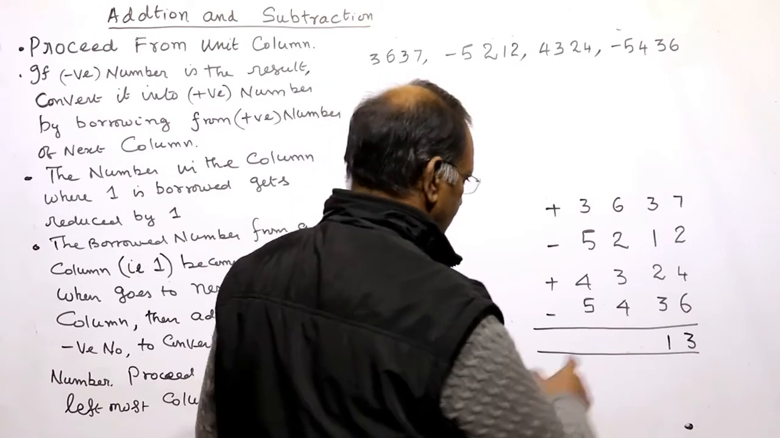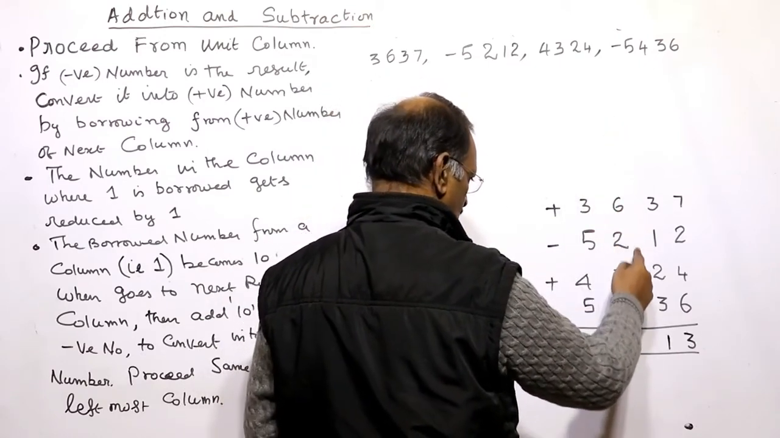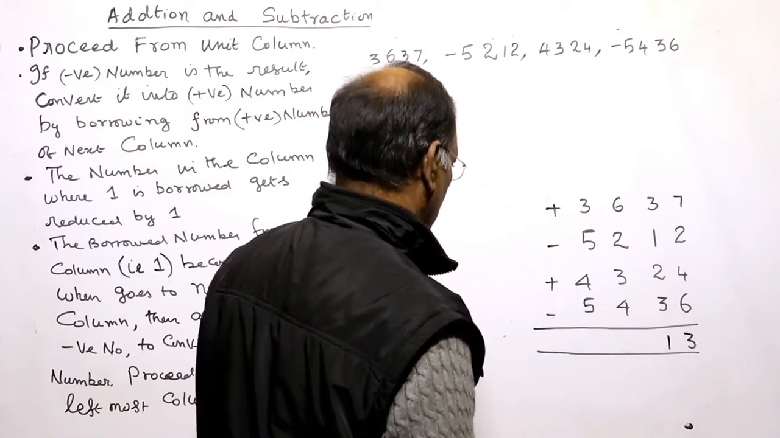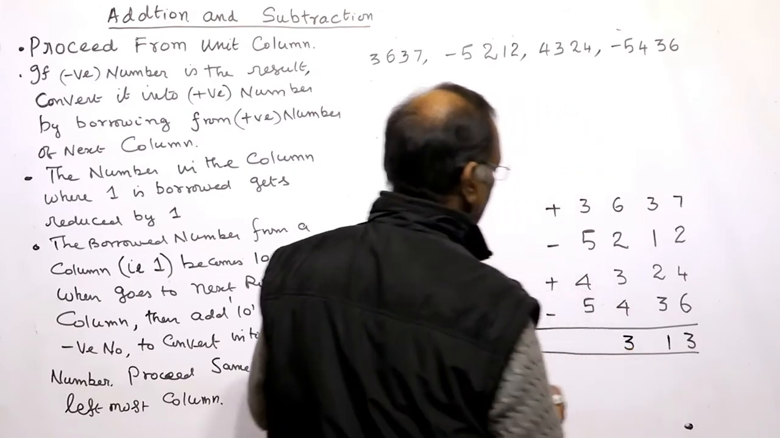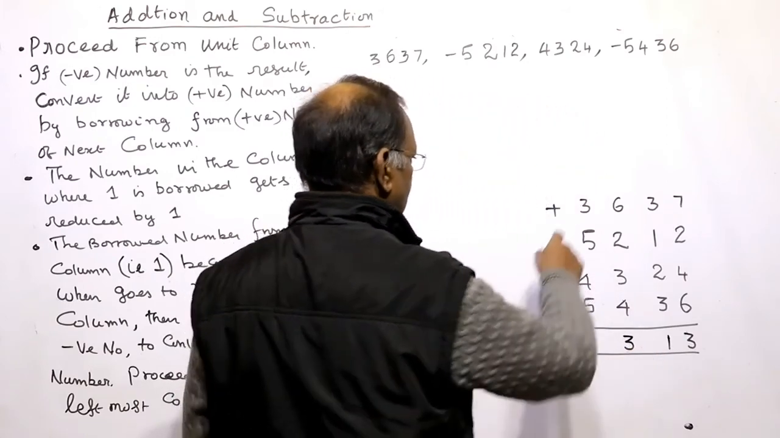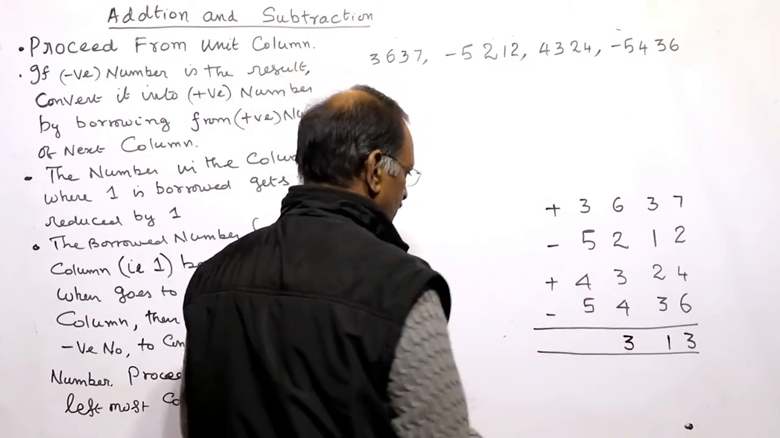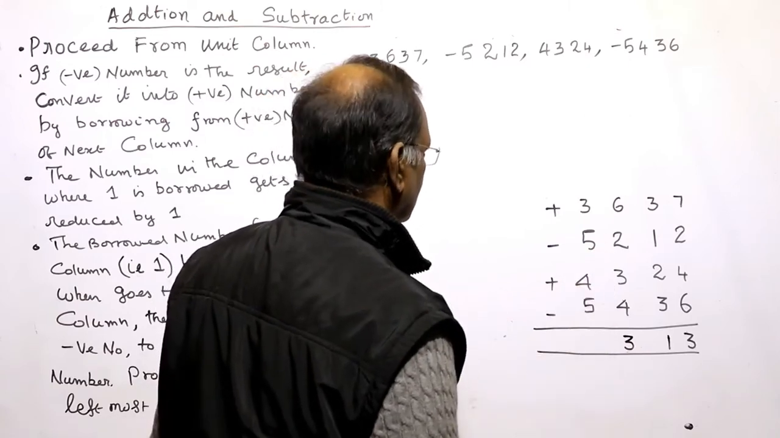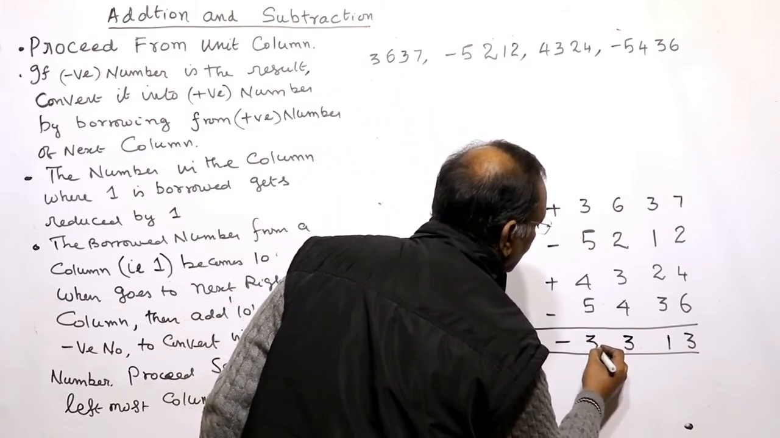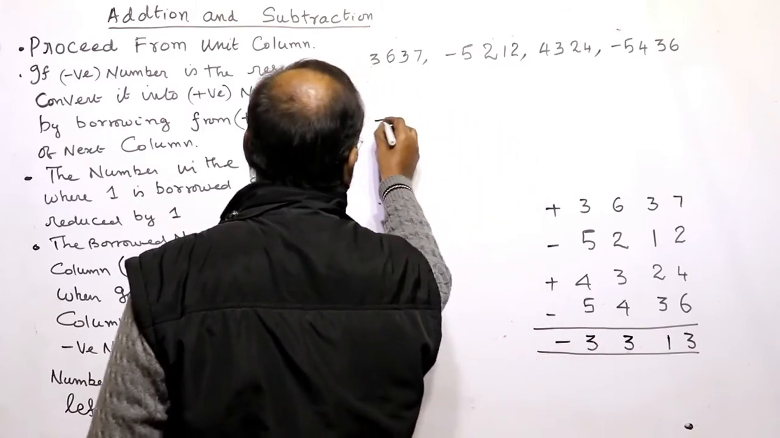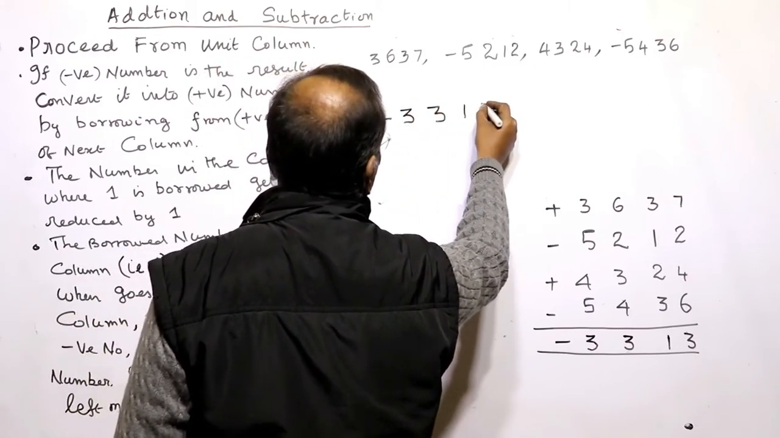Then again, since it is a positive number, no borrow. So simply add: 6 minus 2 is 4, 4 plus 3 is 7, 7 minus 4 is equal to 3. Now again, this 3 minus 5 is equal to minus 2. Minus 2 plus 4 is equal to plus 2, plus 2 minus 5 is equal to minus 3. So this is coming out to be minus 3, 3, 1, 3.